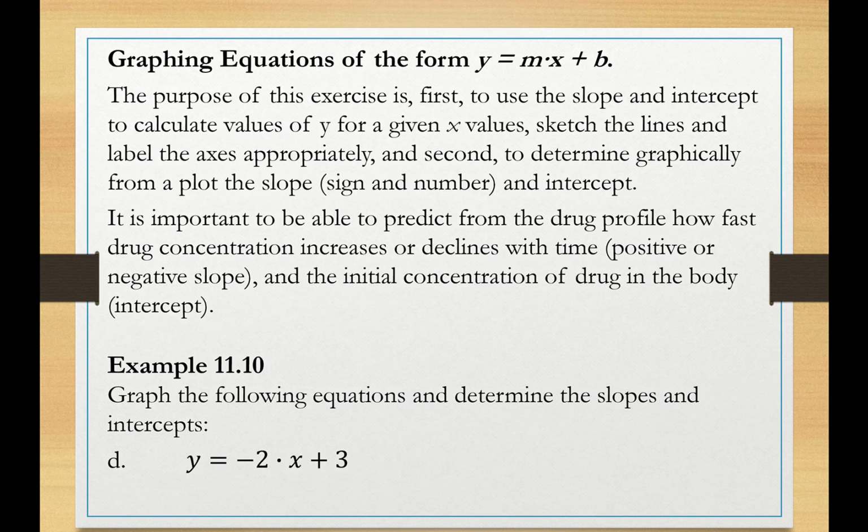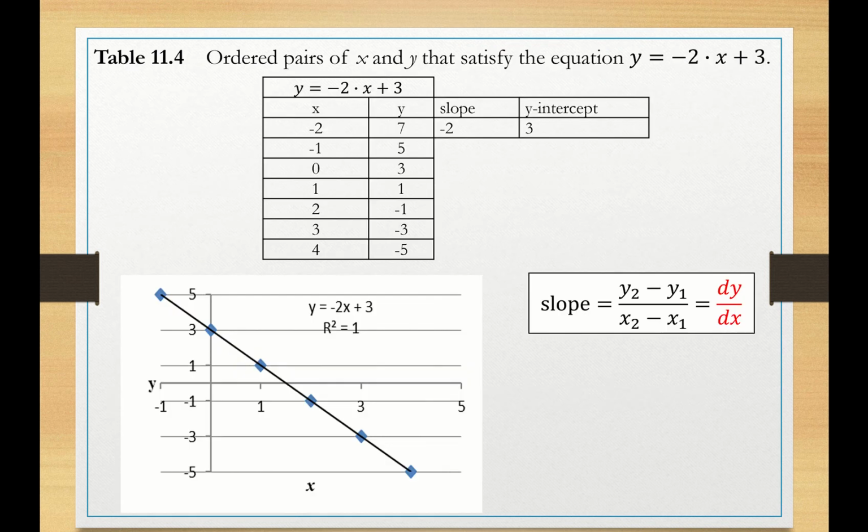So now, graphing equations of the form y equals mx plus b. This is a line, a linear equation. The slope is m and the y-intercept is b. So if you have an equation y equals minus 2x plus 3, the slope will be equal to minus 2, and of course the y-intercept is equal to 3. Now, let's start with the y-intercept.